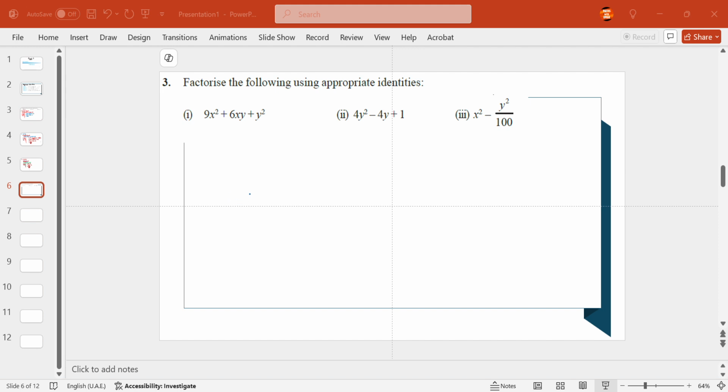So 2ab. What is 2ab, my dear? 2 times. What is a? a we got 2y. And what is b? We got 1. So what is the answer? It is equal to 2 twos are 4 and y, 4y. Is the middle term satisfied? Yes sir, it is satisfied.